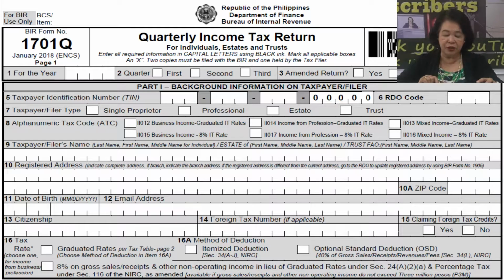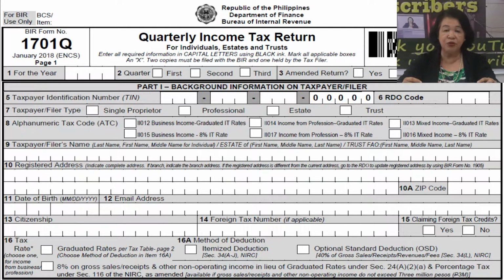Hindi yung first quarter, ang pinili nyo halimbawa is optional standard deduction. Pagdating ng second quarter, doon na kayo sa 8%. Pagdating ng third quarter, doon na kayo sa itemized. Hindi po yan pwede, no? Kung ano yung pinili mo during the first quarter, yan na yung gagamitin mo for the whole year. Pwede kang magpalit ulit the next year na po. No? Mag-check ka ulit ng bagong rate dito.